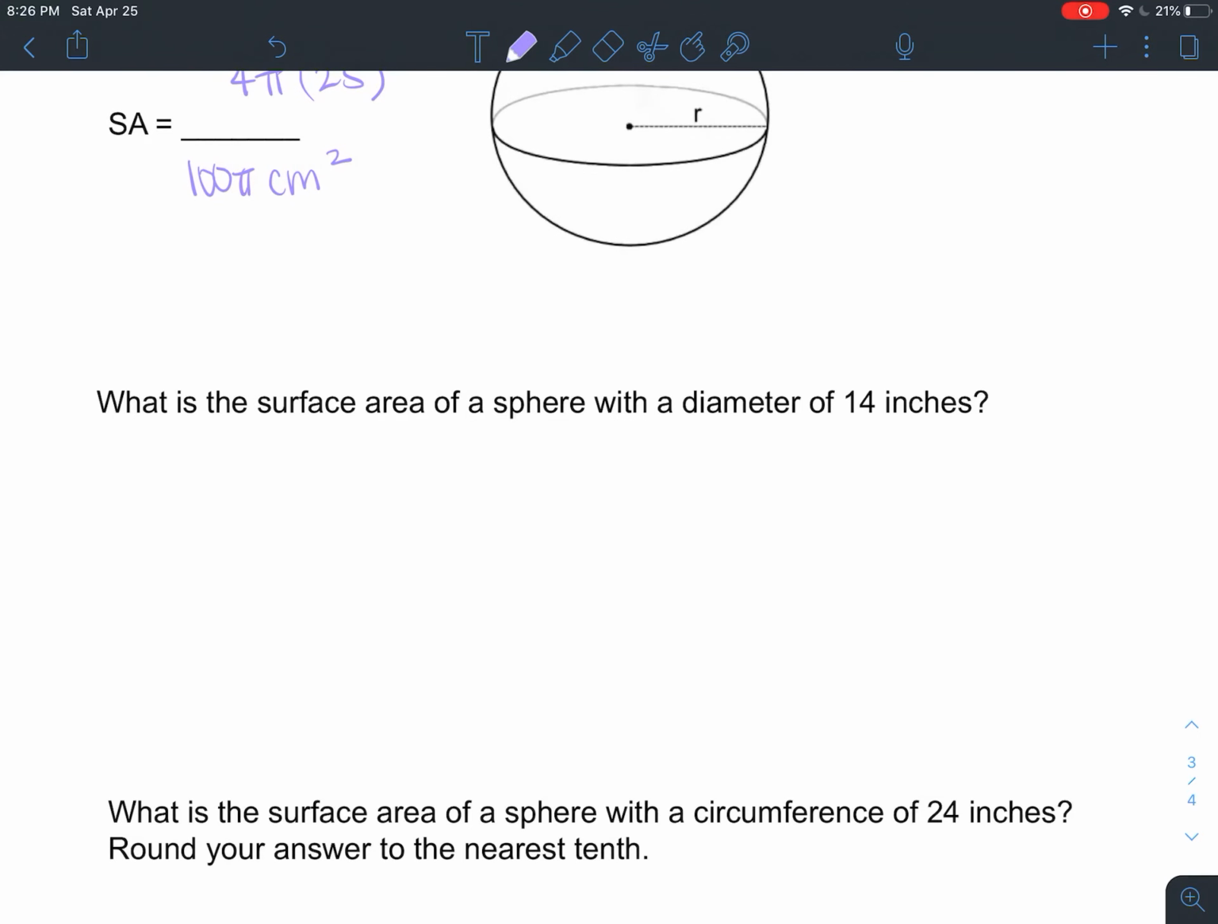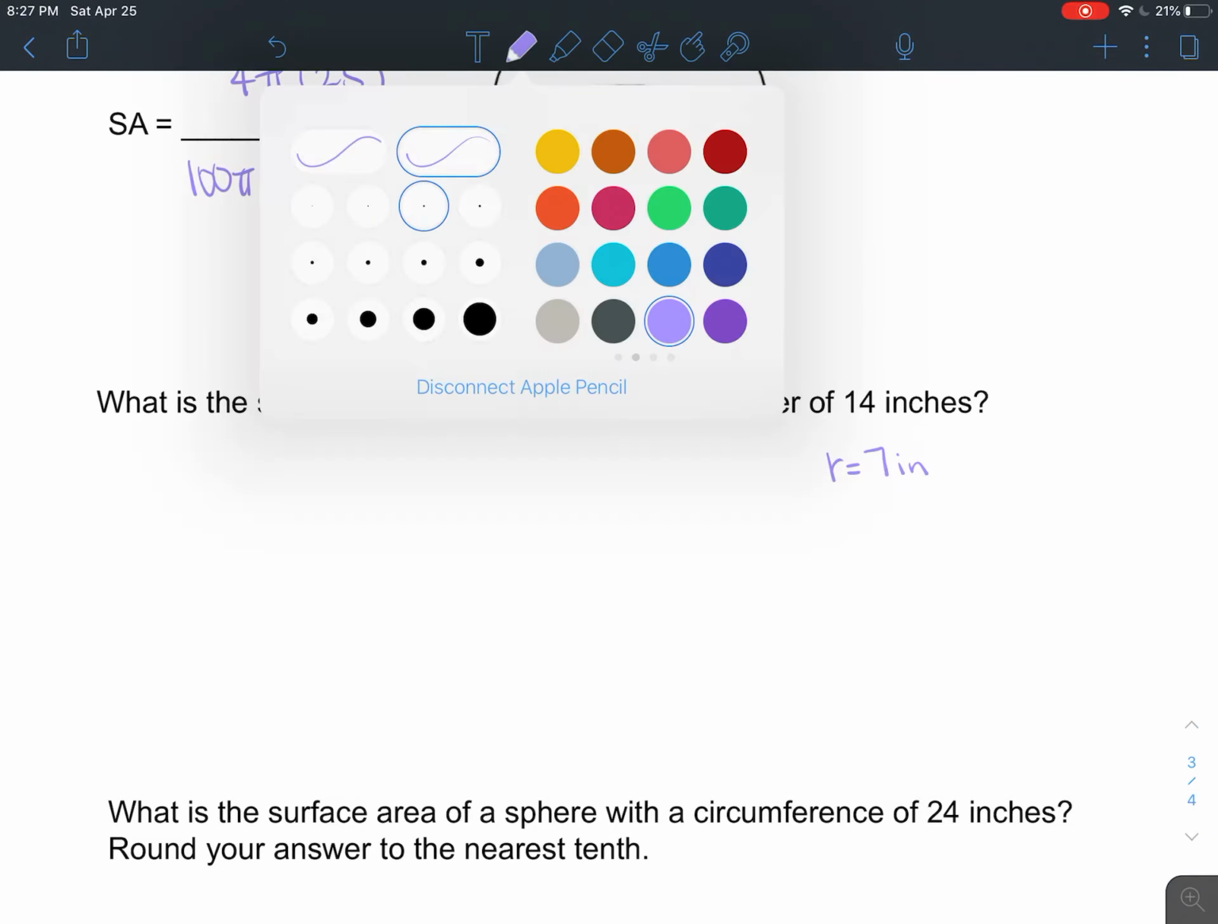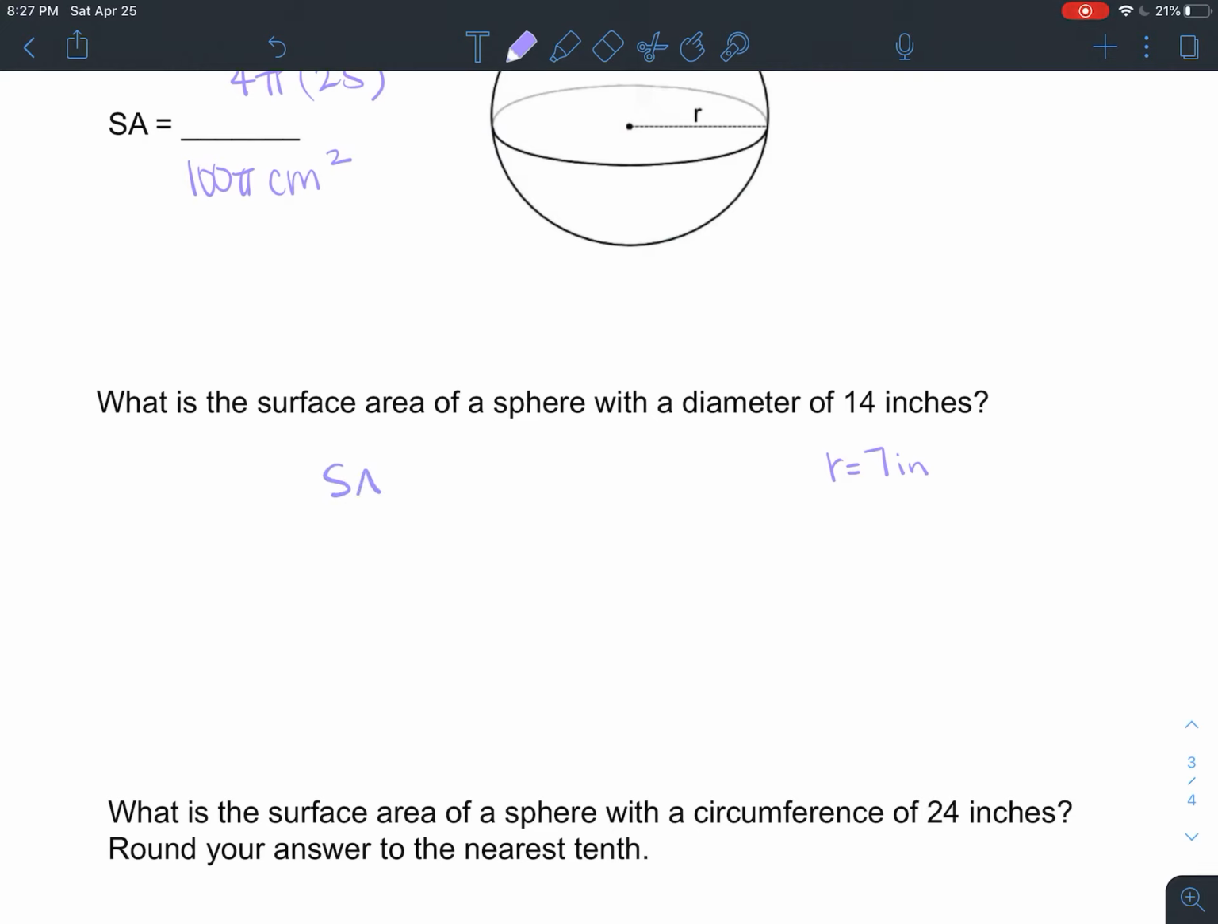What is the surface area of a sphere with a diameter of 14? Remember that we need our radius. So if our diameter is 14, then our radius is 7 inches. And now we just go about getting that plugged in. So if our surface area is 4 pi r squared, I'm going to have 4 pi times 49, and 4 times 49 gives me 196 pi inches squared.